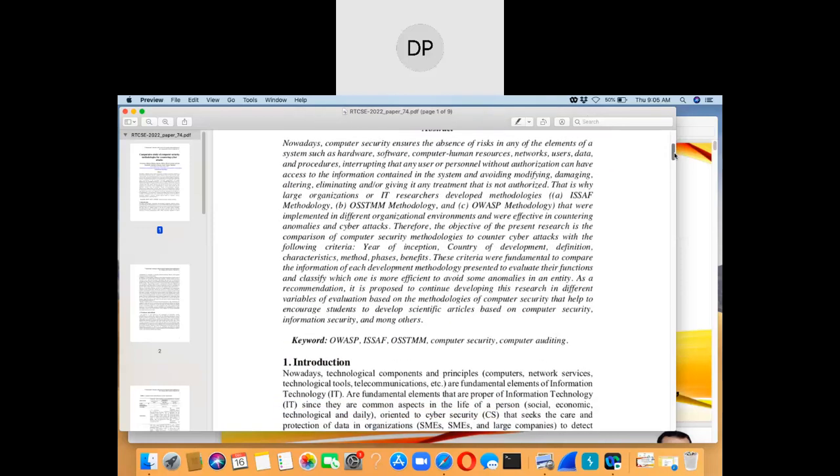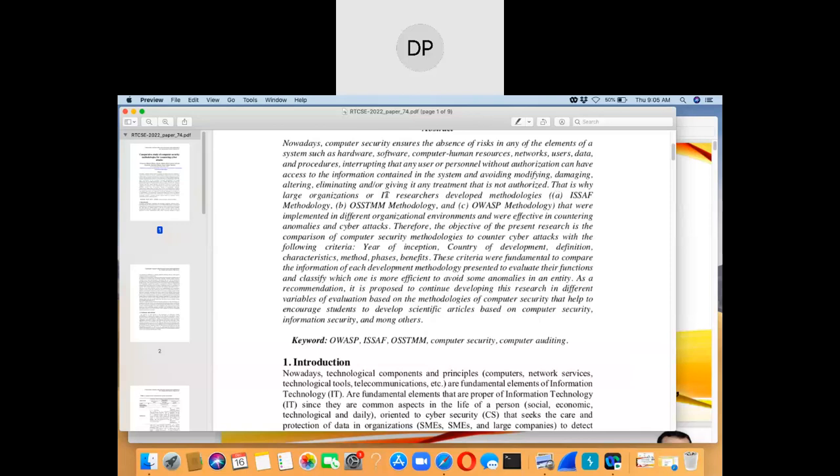They say that nowadays computer security ensures the absence of risk in any of the elements of a system, such as hardware, software, computer, human resource, networks, users, data, and procedures. It prevents any user or person without authorization from having access to the information in the system, and from modifying, damaging, altering, eliminating, or giving it any treatment that is not authorized.